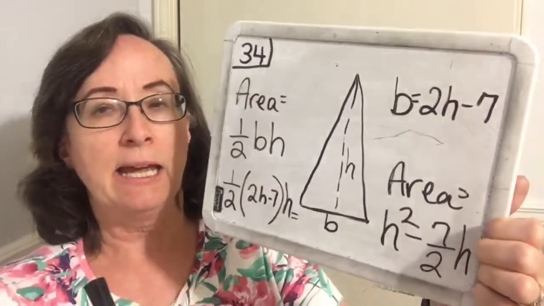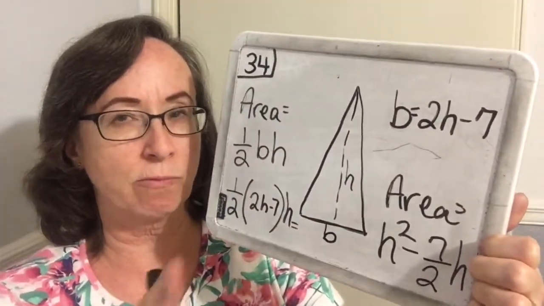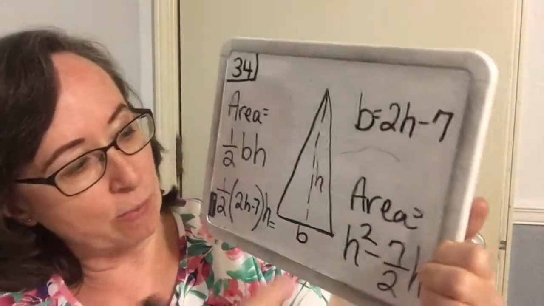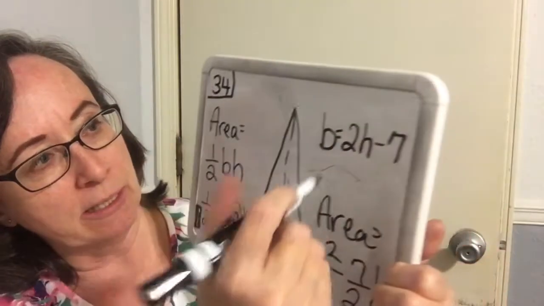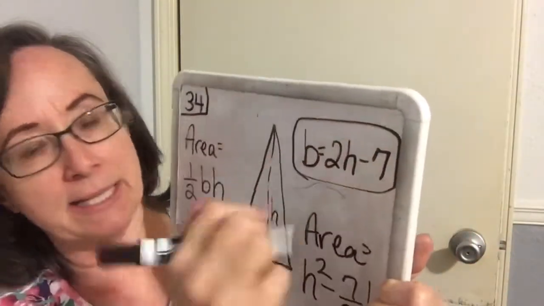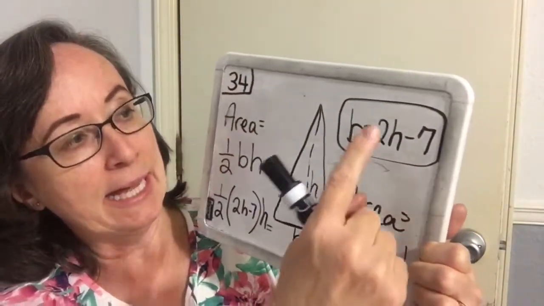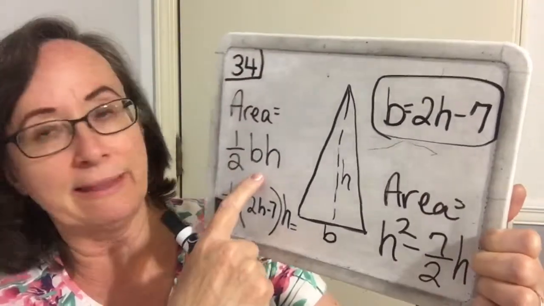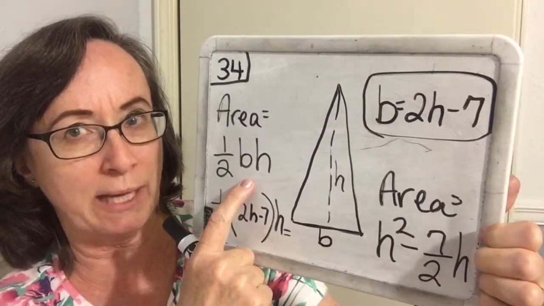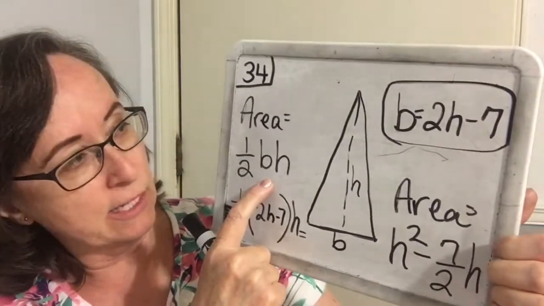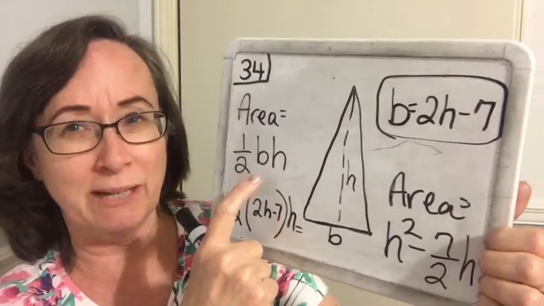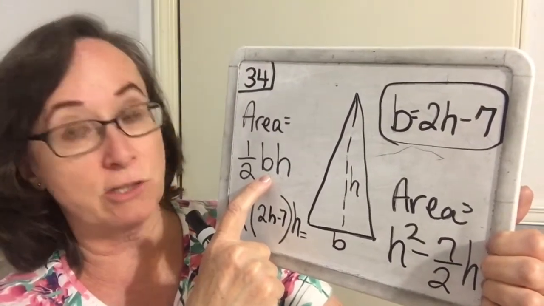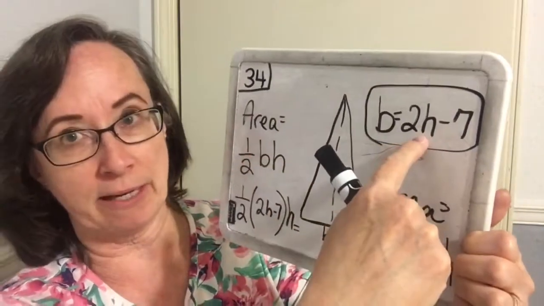Now we did this in several instances with rectangles where we're trying to get down to one variable. So then I took this information that the base of this triangular flag is 7 less than twice the height. Okay, and I know that the area of a triangle is 1/2 base times height. So now my job is to get rid of the base here and represent the base in terms of height, which I've already done right there.